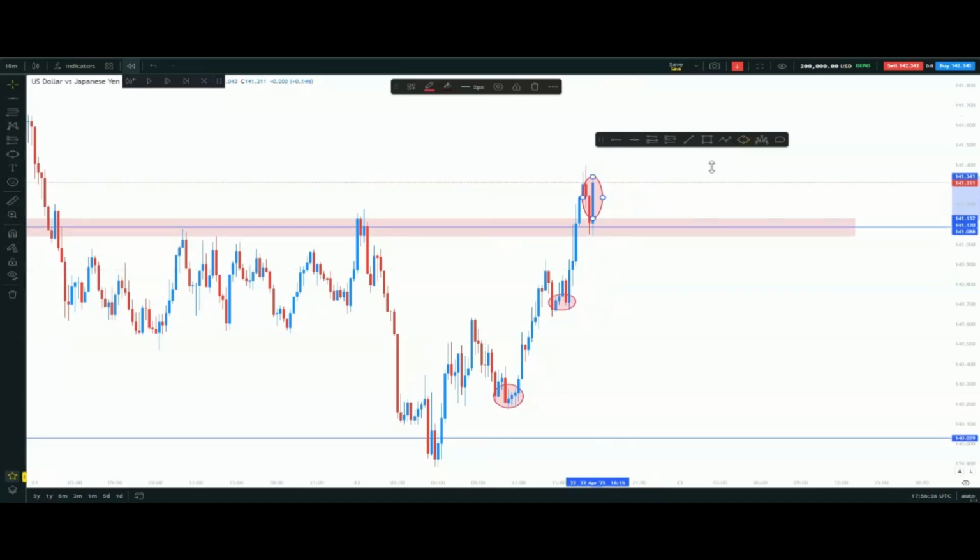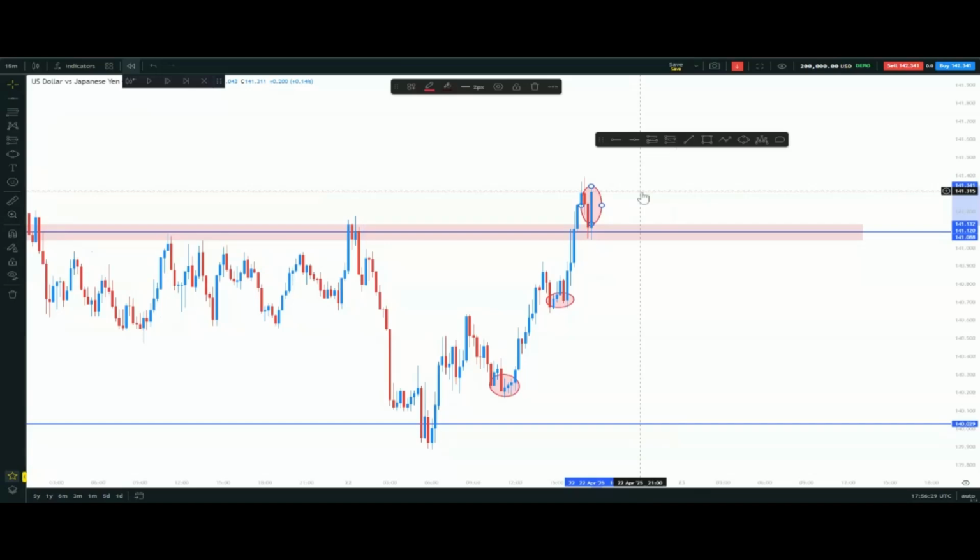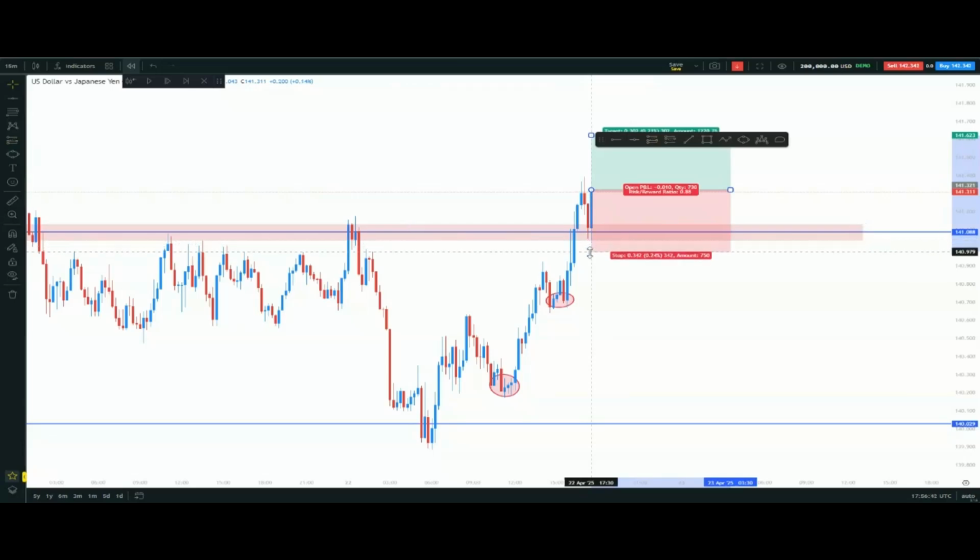So I was going to enter at this zone. I quickly noticed this a few seconds before this candle really closed, and then I placed my entry right at this point. For my stop loss, I put it slightly below this zone at this rejection right here. So I was expecting price to keep on going up, but if price would dive deeper into this zone, I would completely get stopped out.